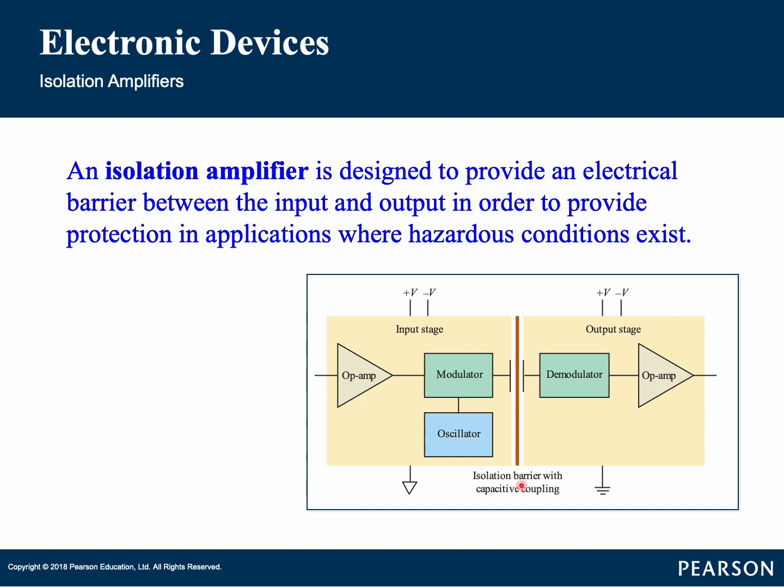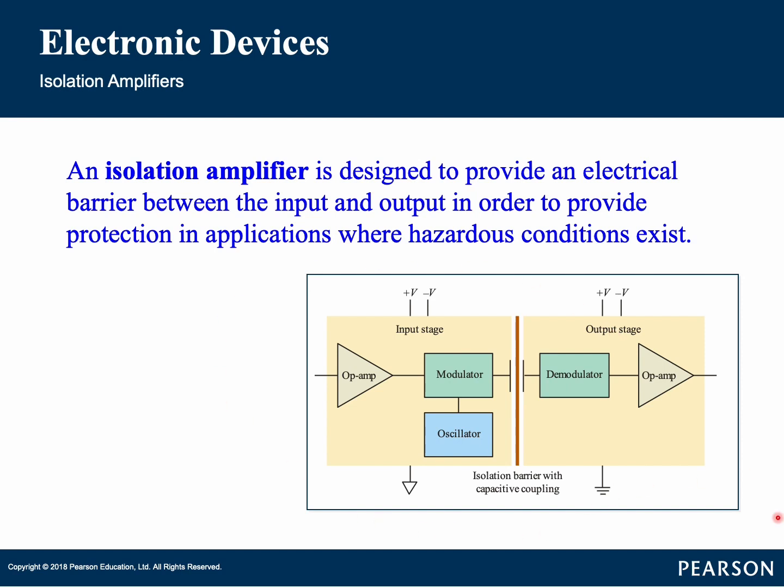Some isolation amplifiers use optical coupling or transformer coupling to provide isolation between the stages. However, many modern isolation amplifiers use capacitive coupling for isolation. Each stage has a separate supply voltage and ground, so that there is no common electrical path between them. A simplified block diagram for a typical isolation amplifier is shown in this figure.